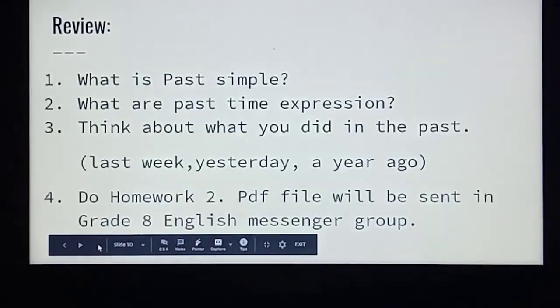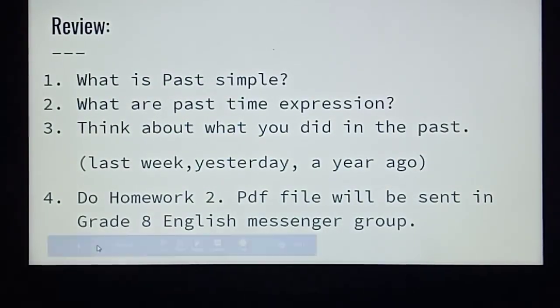Okay, let's go to the third question. Think about what you did in the past. What are the actions that you did in the past? Last week, yesterday, a year ago. What were the past actions that you have done last week? What were the things that you have done yesterday? And what were the things that you have done a year ago?